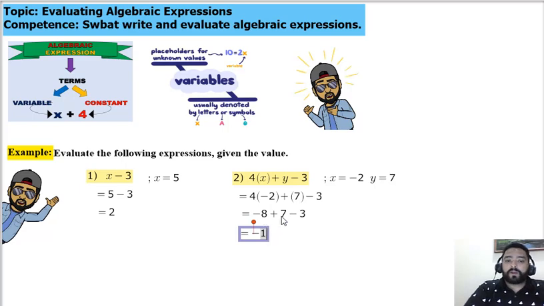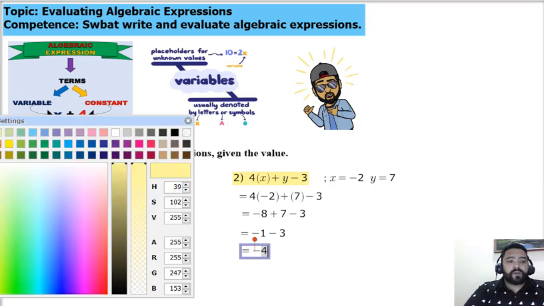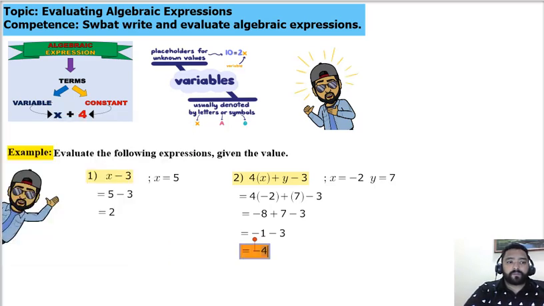Why negative 1? Because different signs, we subtract them and we copy the sign of the bigger number, in this case 8, minus 3. Then you have to remember the rules for integers: negative 1 and negative 3, both are equal signs. So equal signs, we add them and keep the sign. So it's going to be negative 4. And we finish with this expression.